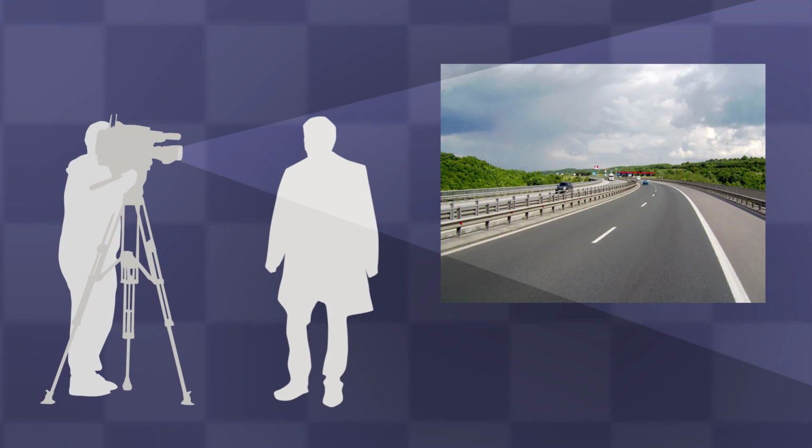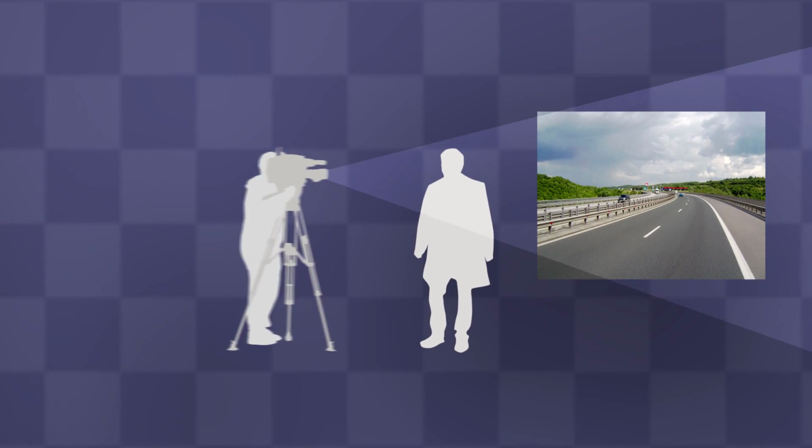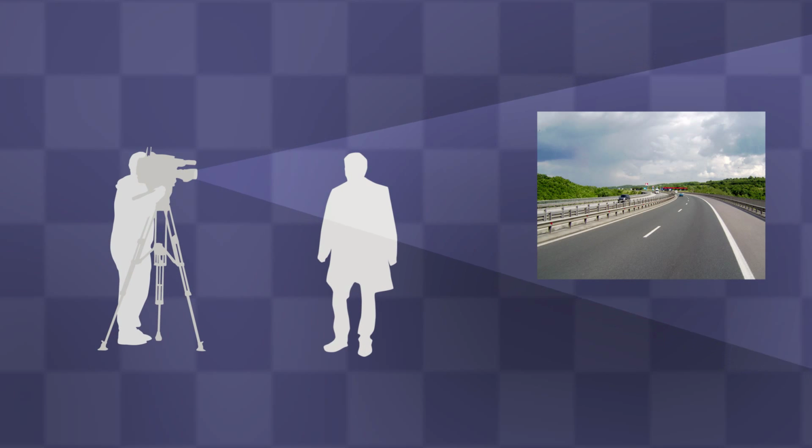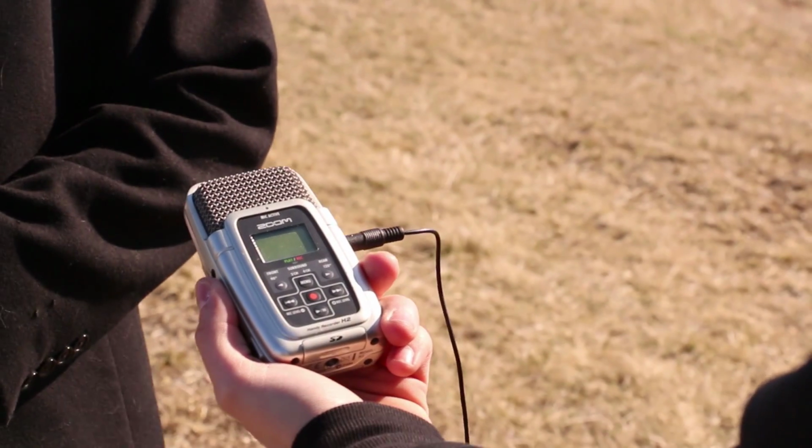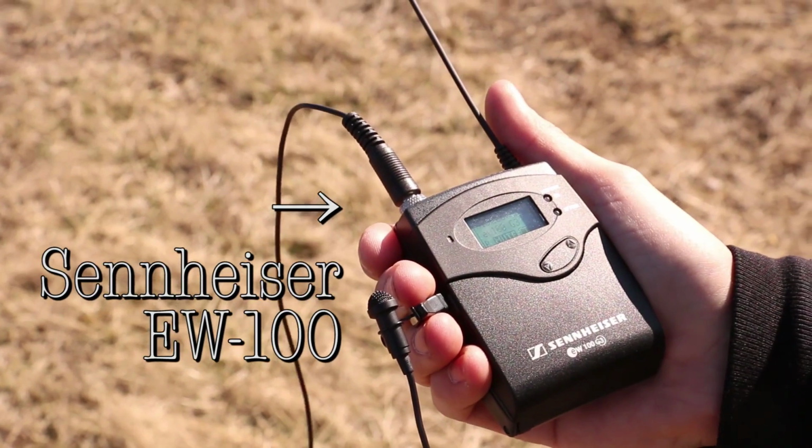But what if you really wanted that highway in the background? Move away from the road, move the camera back even further, and zoom in. Depending on how far back you move the camera, that audio recorder could come in really handy right about now. Unless you're willing to upgrade to a wireless mic.